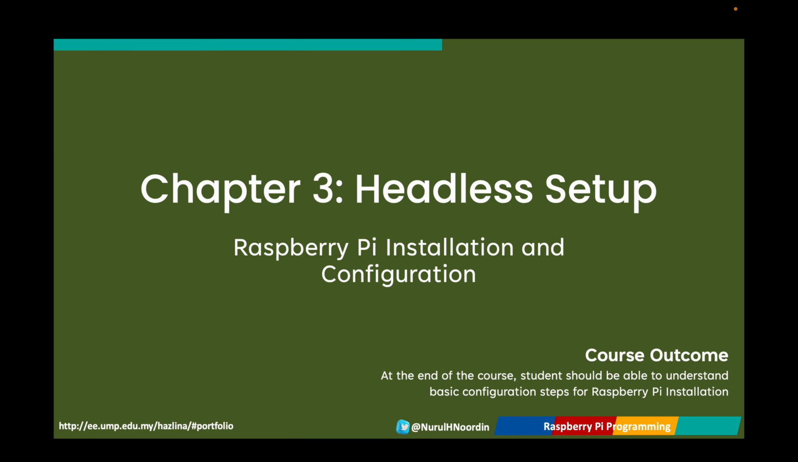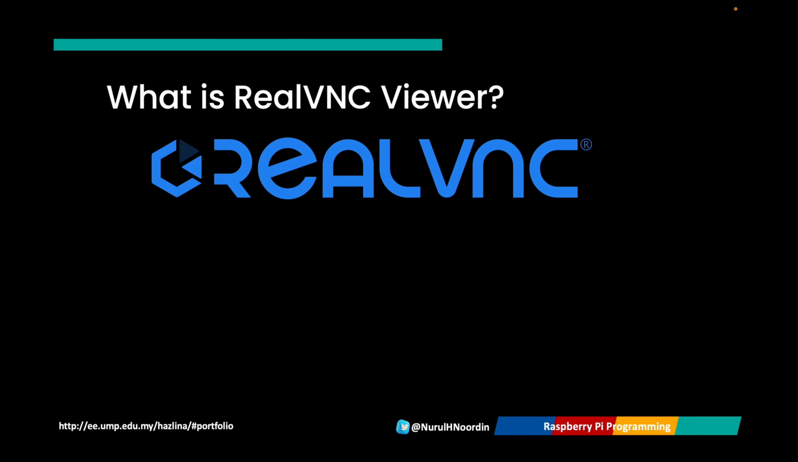Welcome to Chapter 3, Headless Setup of our Micro-credential course on Raspberry Pi installation and configuration. A headless setup means running Raspberry Pi without a monitor, keyboard or mouse. Instead, you access it remotely using SSH or VNC. To do this, we will need Real VNC.